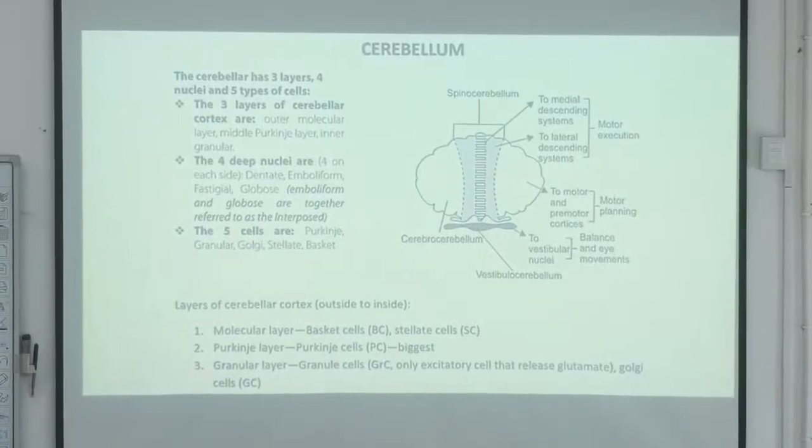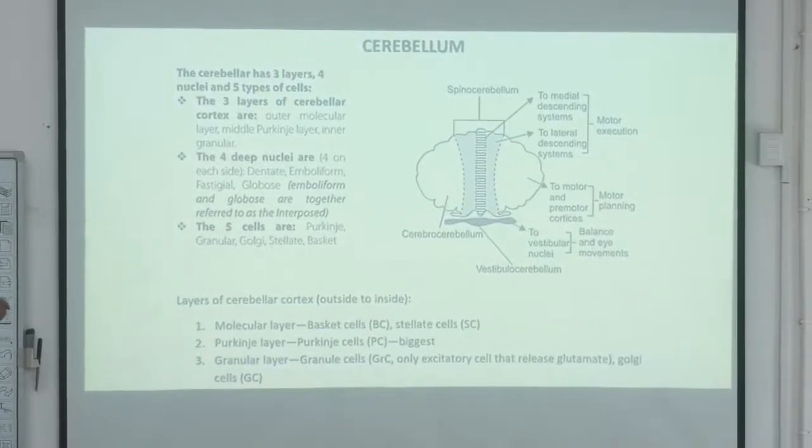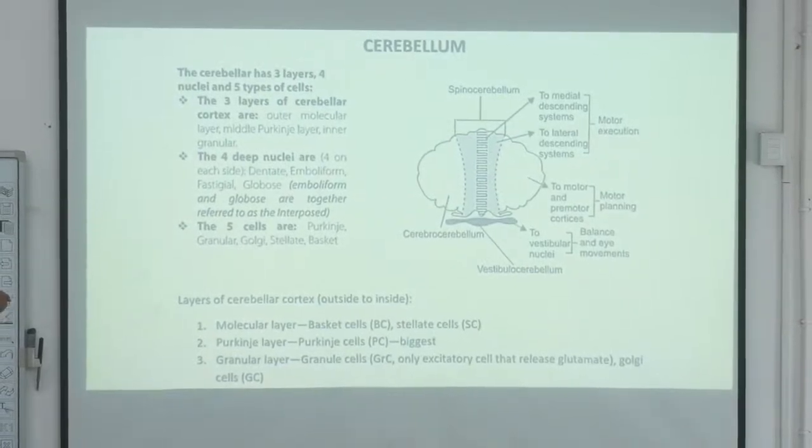So in the cerebellum there are 3 layers, 4 nuclei and 5 types of cells, okay? 3, 4, 5. So remember this 3, 4, 5 anatomy for the cerebellum: 3 layers, 4 deep cerebellar nuclei and 5 types of cells.